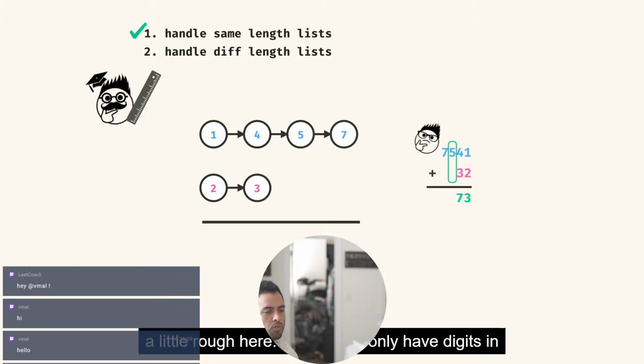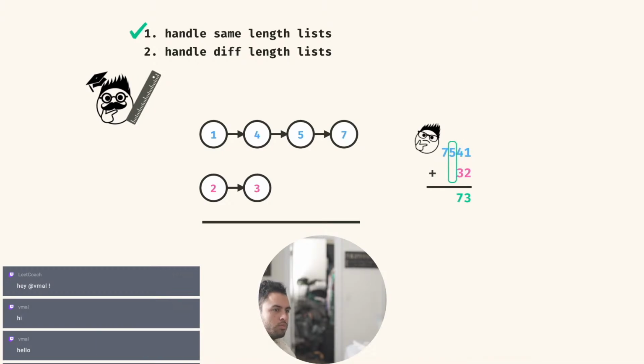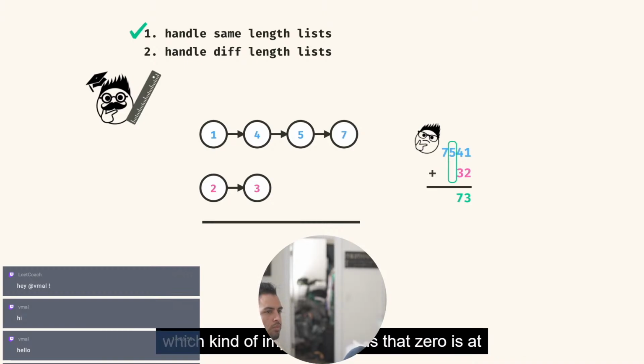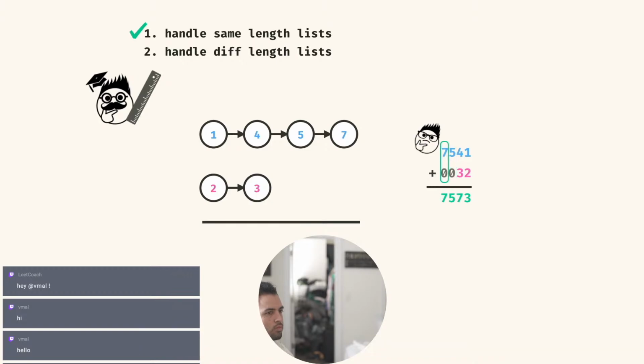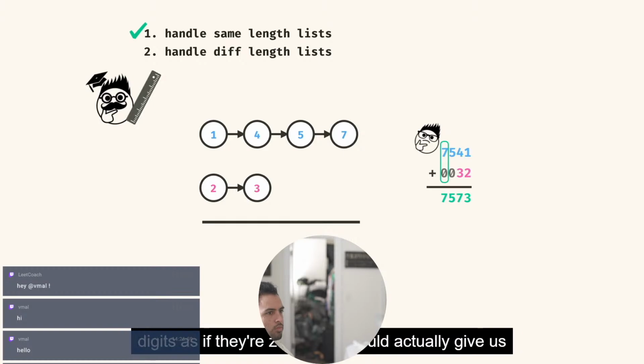It looks like I only have digits in my first number and I run out of digits in my second number. Logically, we know that a 5 needs to appear in the output, which kind of implicitly means that 0 is at the front of our second number, basically padding any missing digits as a 0. So if I do 5 plus 0, that would give me the output of 5, which is correct. And likewise for the last digit here, 7 plus 0 would give me 7. And so what we can do is basically treat any missing digits as if they're 0, and that would actually give us the correct type of summing mechanic.